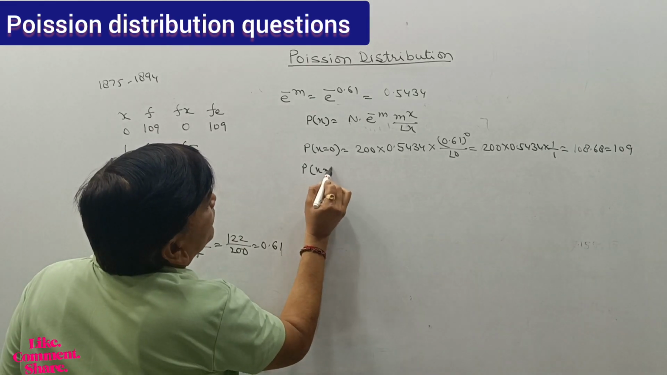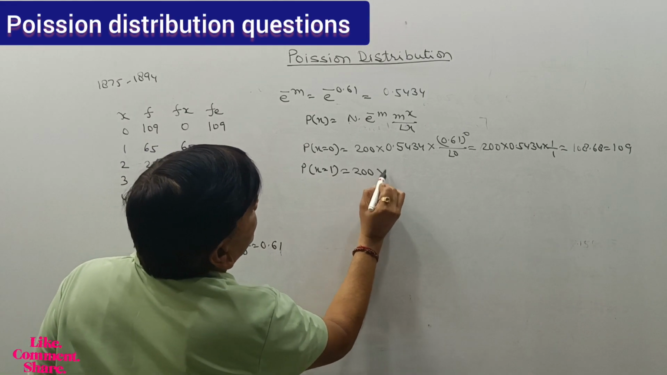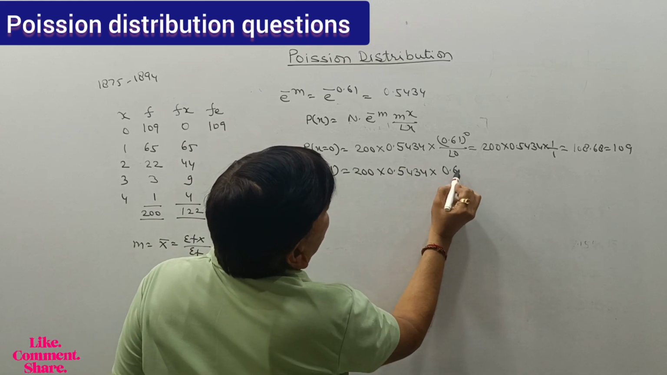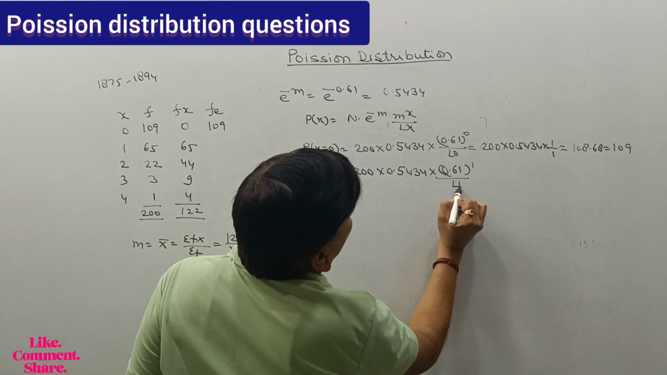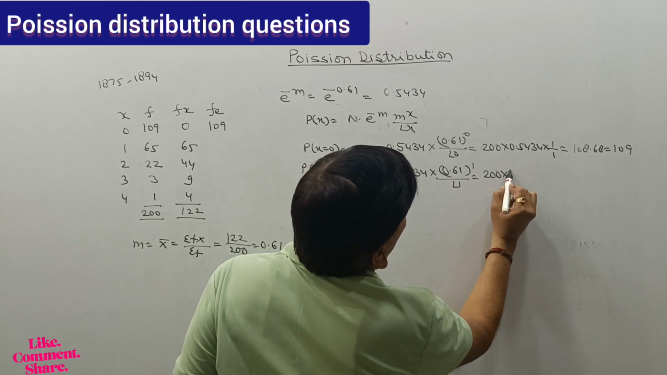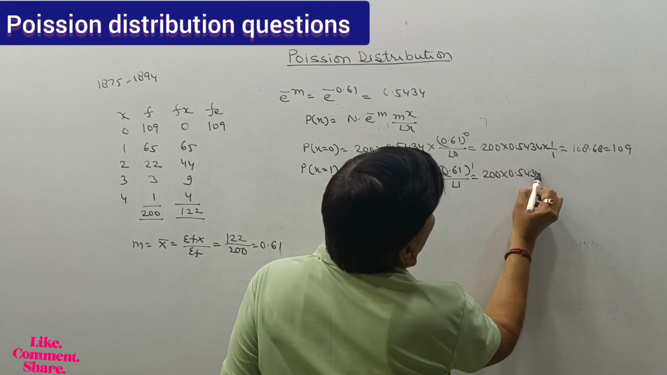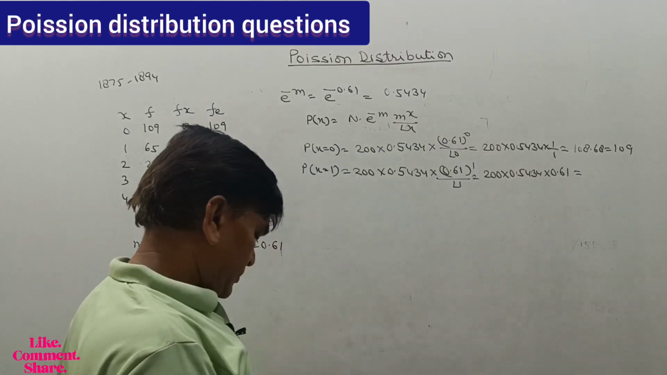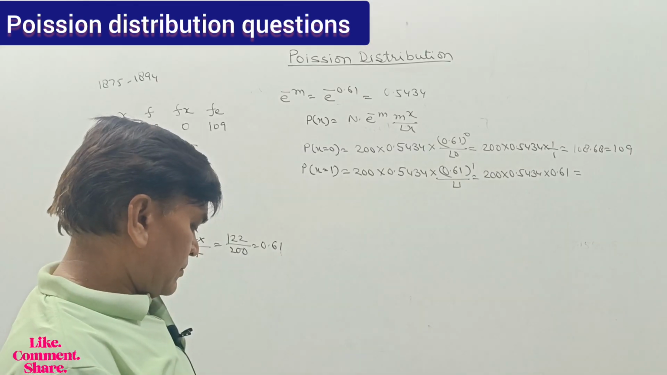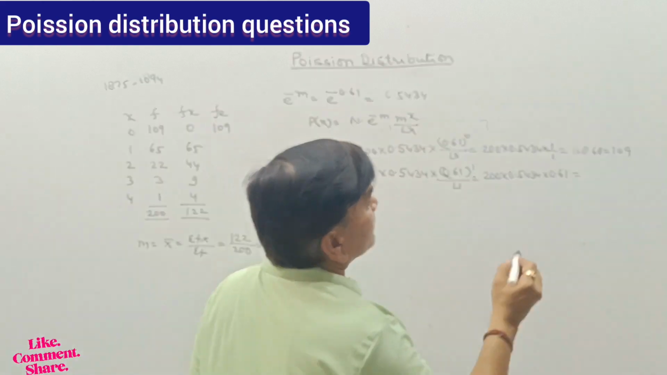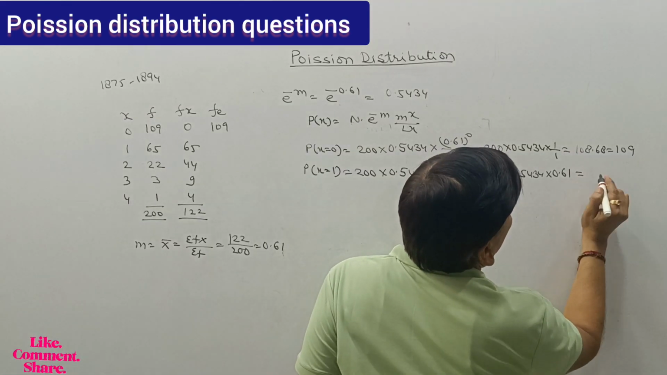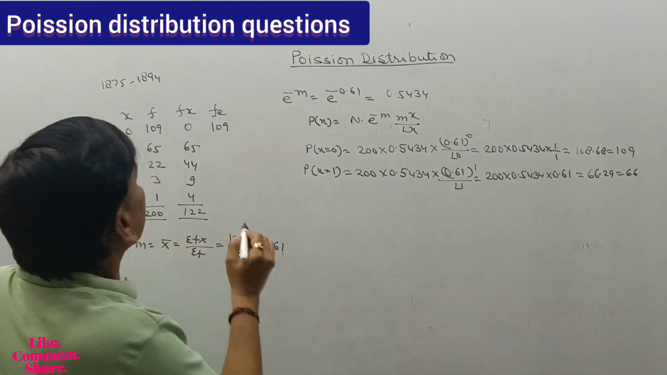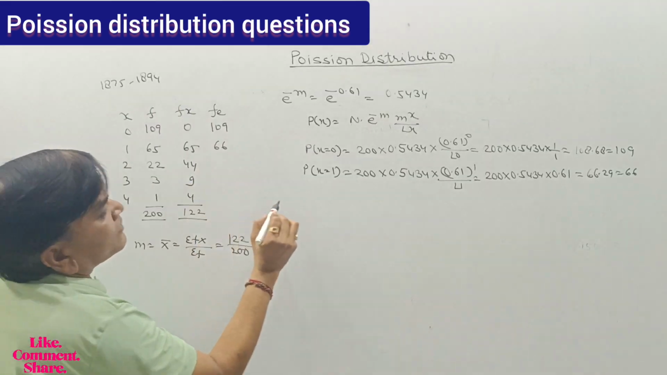Second, x for 1, that is 200 multiply 0.5434 multiply 0.61 raised to power 1 upon factorial 1, that is 200 multiply 0.5434 multiply 0.61, which is 66.29, or we can write 66. So the second value will be 66.